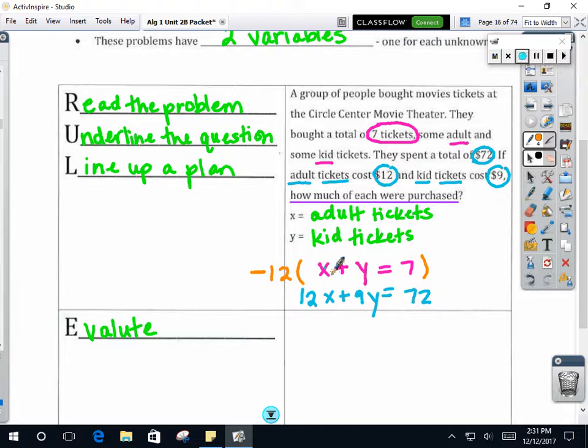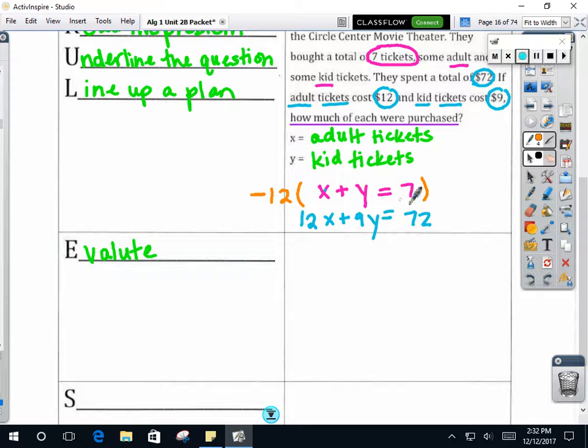If you're wanting to eliminate the x's, you multiply by -12. If you were wanting to eliminate the y's, you multiply by -9. Now, the top equation will become -12x minus 12y equals what?